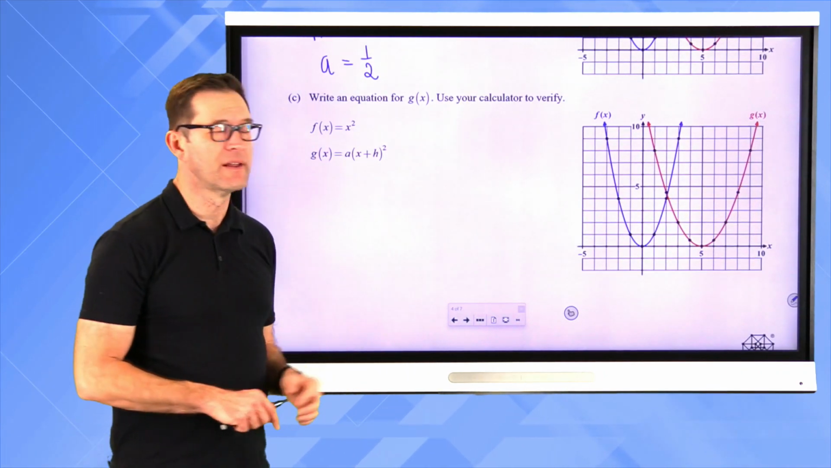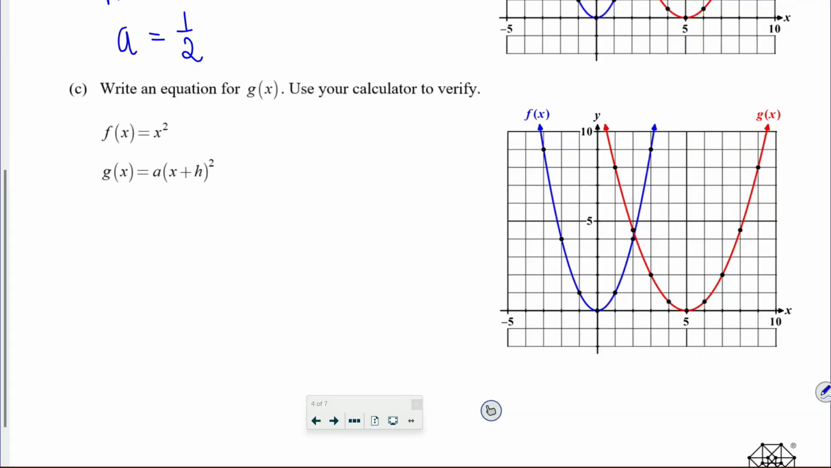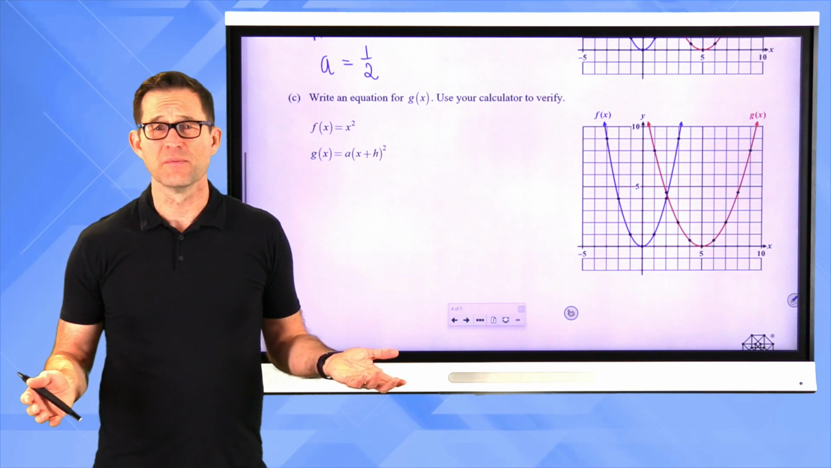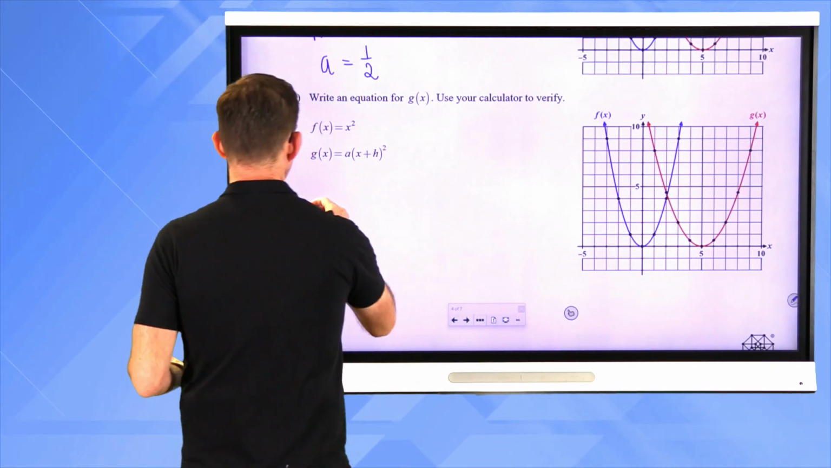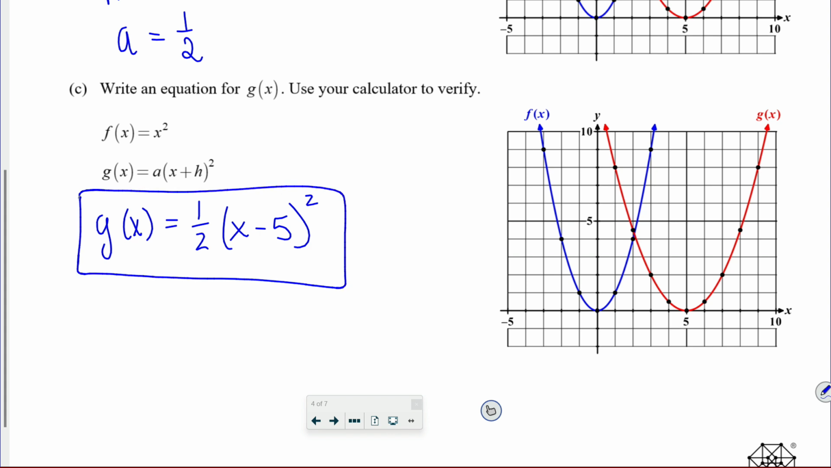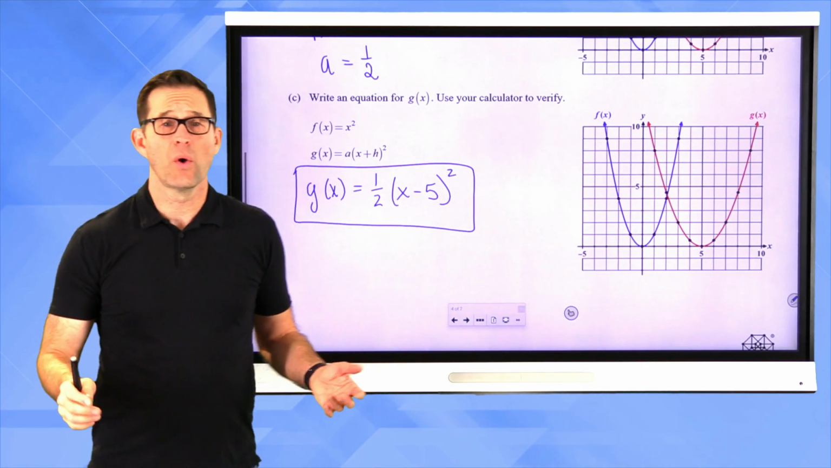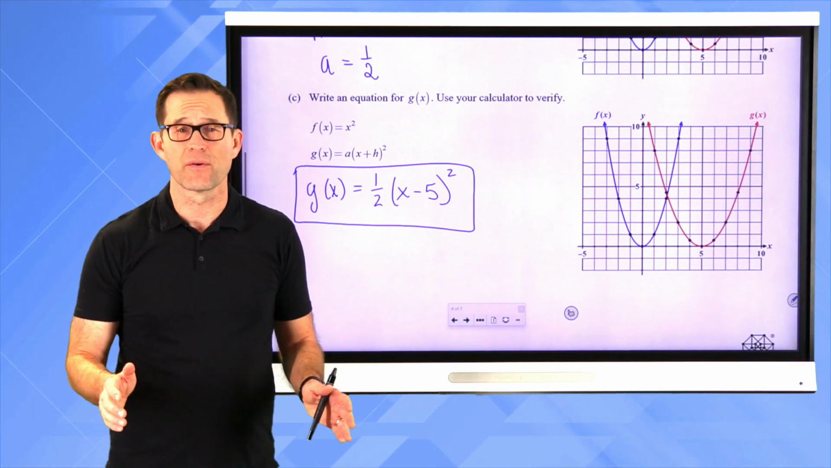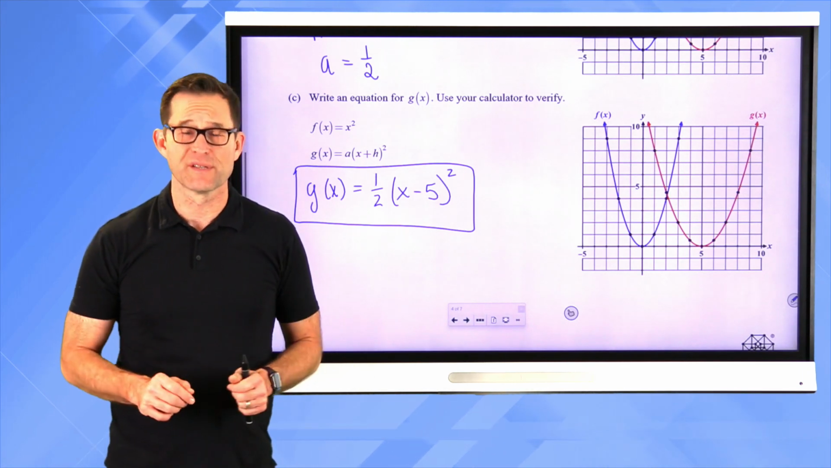Very similar to before, let's take a look at letter C. Write an equation for g of x. Use your calculator to verify. Well, this is far simpler. The last one we had to do some algebra on. This one's a piece of cake, right? All I literally want to do here is write that formula. Now, you could totally multiply x minus 5 out, x minus 5 times x minus 5, etc. But there really is no reason to do that.